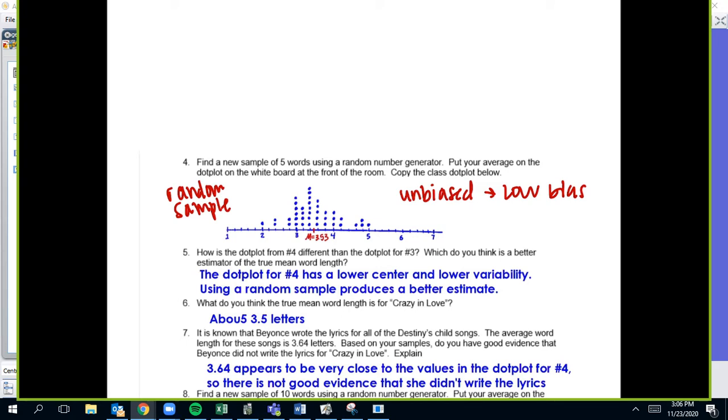And so number 5, I want to highlight a word here. How did the dot plot compare? So like we said, one was correct and one wasn't. So this means they were different, and then also even this second one had lower variability. And so I'm just going to circle this. True mean word length is mu, and we call this a parameter. So it describes a population. We've seen these words before, but we haven't used them in a while.